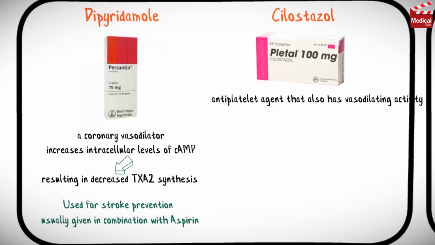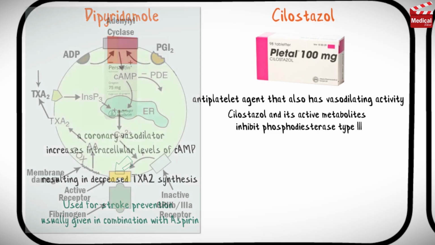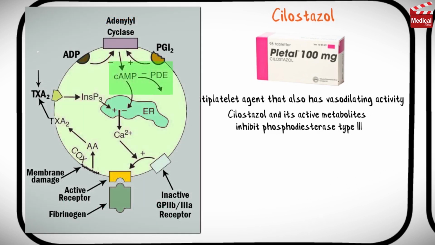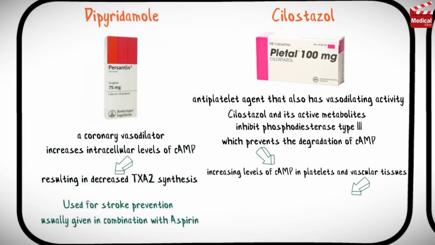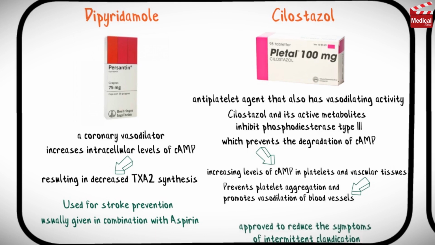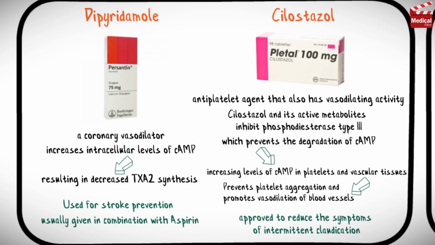Cilostazol is an oral antiplatelet agent that also has vasodilating activity. Cilostazol and its active metabolites inhibit phosphodiesterase type 3, which prevents the degradation of cAMP, thereby increasing levels of cAMP in platelets and vascular tissues. This increase in cAMP levels in platelets and the vasculature prevents platelet aggregation and promotes vasodilation of blood vessels. This drug is approved to reduce the symptoms of intermittent claudication.